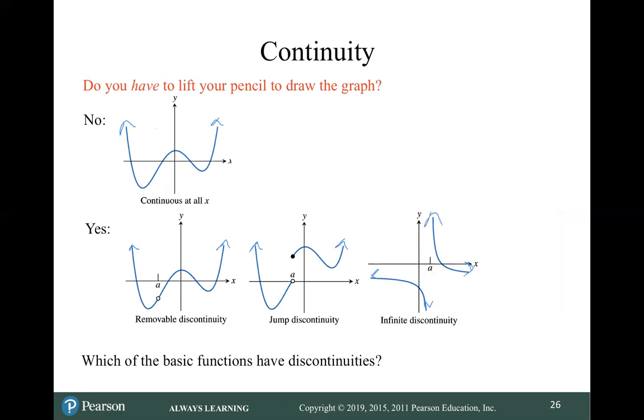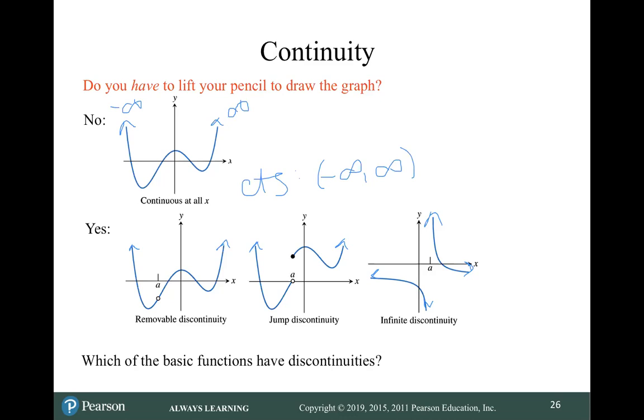Okay, so then do I have to pick up my pencil? No. Where do I start? Where do I stop? Well, I started, because of that arrow, at -infinity, and I stop at infinity. So it's continuous on all of x. It is continuous. CTS stands for continuous from -infinity to infinity.